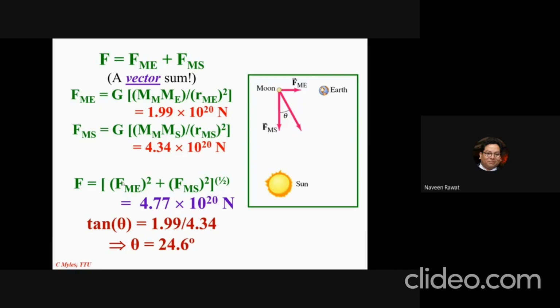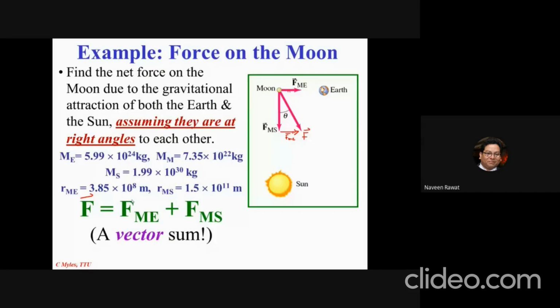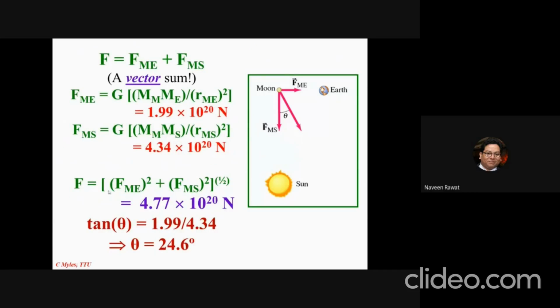Of course, you have to be careful when calculating the magnitude of this F. Remember, this was just the vector sum of the two forces, right? So to calculate the magnitude, I have to take the square root of the sum of the squares of the individual magnitudes. If you do that, you will get a value of about 4.8 times 10 to the power 20 newtons.